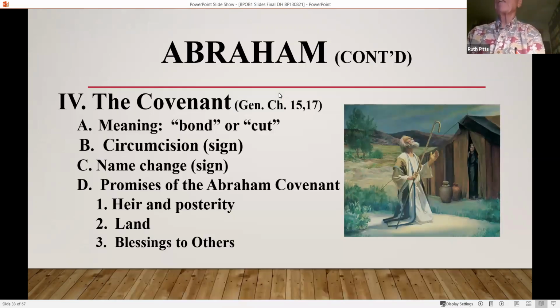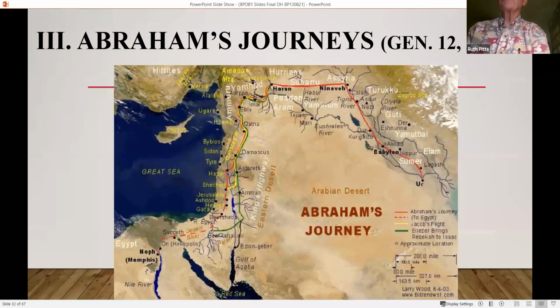Let's go back to the map just a moment. Follow the red line. You see the line that Abraham took all the way down the coast and into Egypt, where he got in trouble because he lied about his wife, saying she was his sister. And so he had to retreat, and then he goes back up into Israel. I don't know if you can see Hebron there, but that's the city of Abraham.